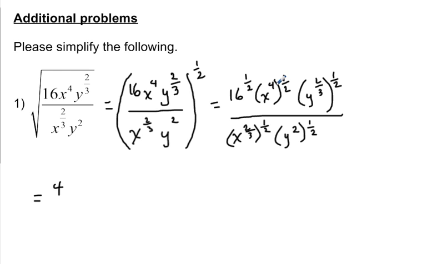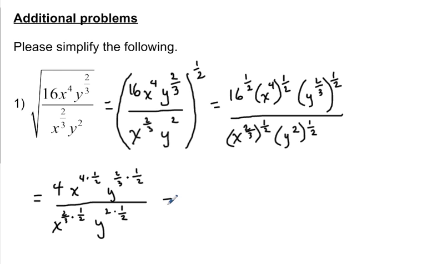To do x to the fourth to the 1/2 power, what I'm going to do for the rest of the terms is multiply the exponents. So we're going to have x to the 4 times 1/2, and then y to the 2/3 times 1/2 over x to the 2/3 times 1/2. And finally, y squared times 1/2.